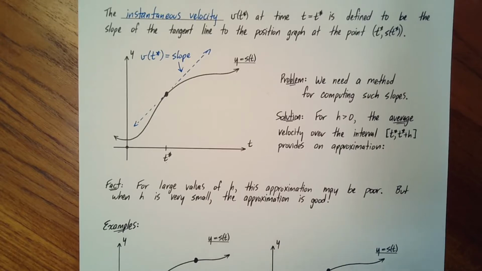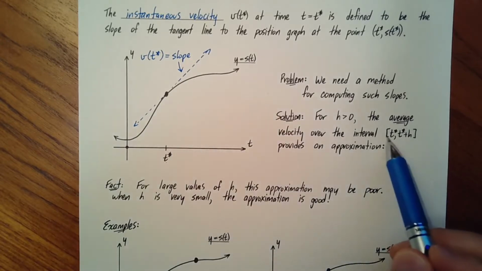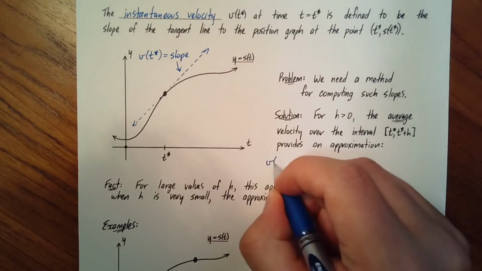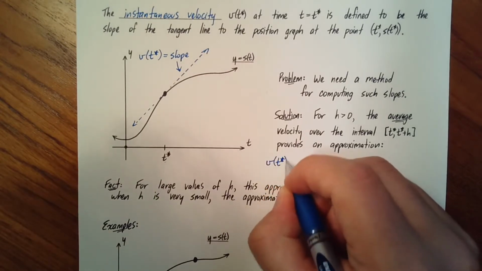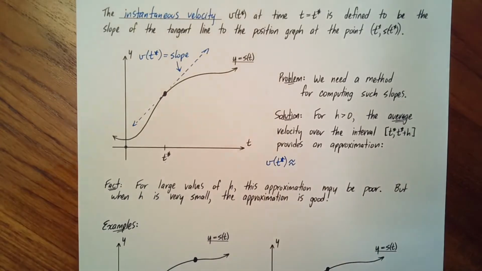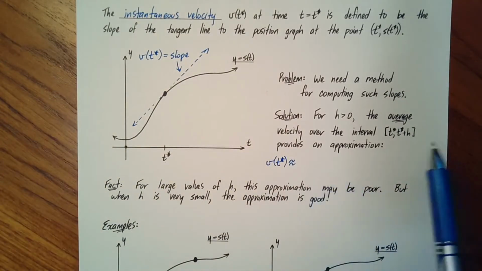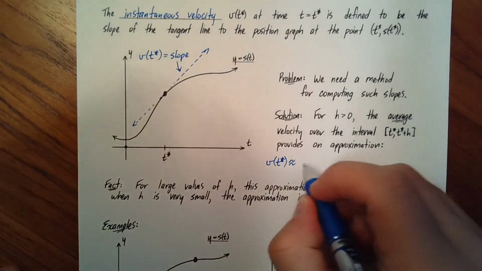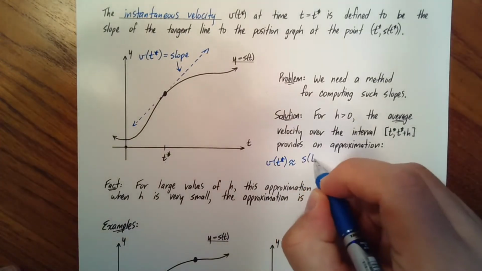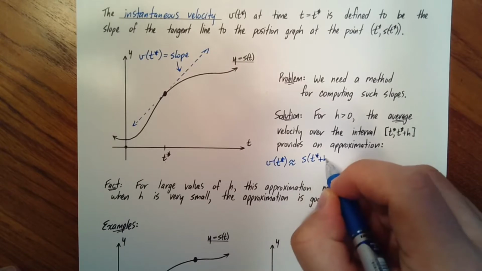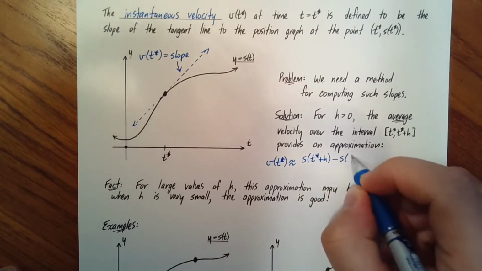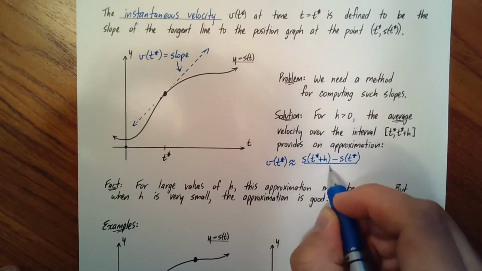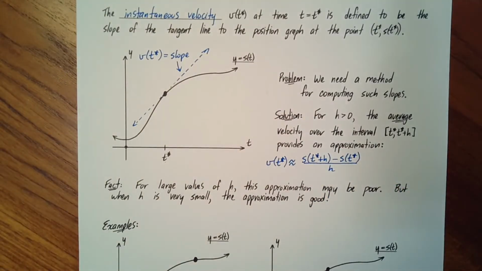And what do you get if you calculate the average velocity over this interval? Well, I'm going to write v of t star is approximately equal to what you would get if you apply the average velocity formula to this interval. If you do it carefully, you get s of t star plus h minus s of t star, all divided by h.